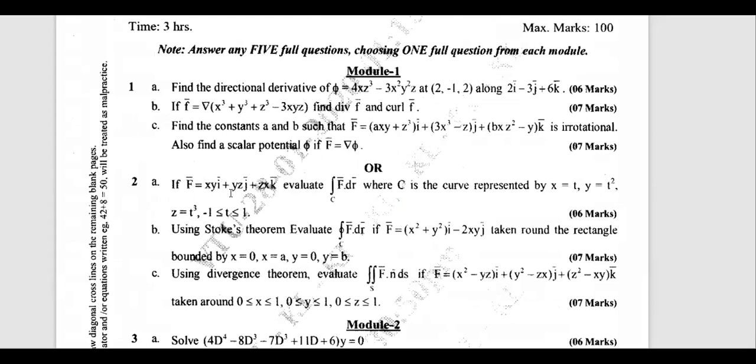Write down this. Question number 2A. F bar is equal to xy i plus yz j plus zx k. Evaluate the integral of F dot dr over C, where C is x equal to t, y equal to t square, z equal to t cube, minus 1 less than or equal to t less than or equal to 1.